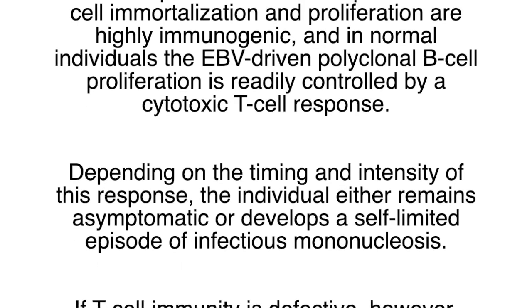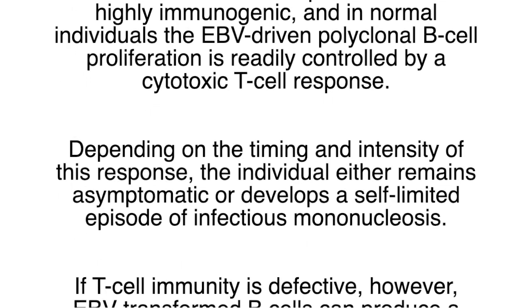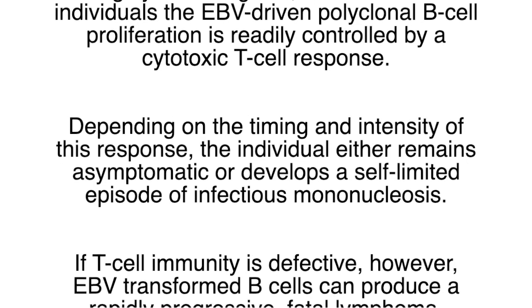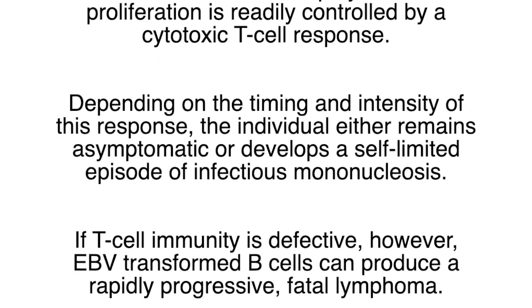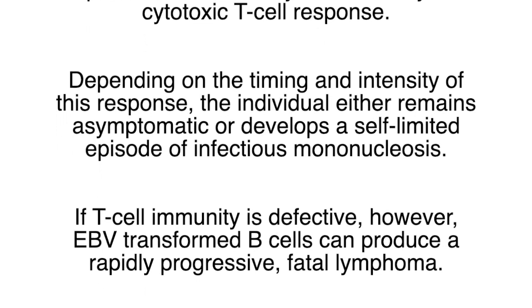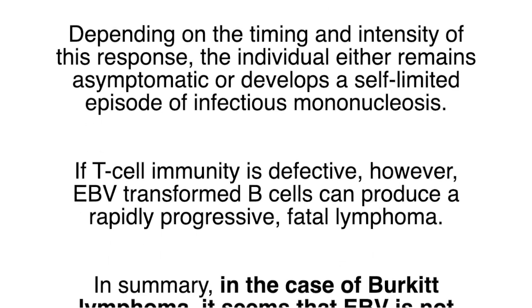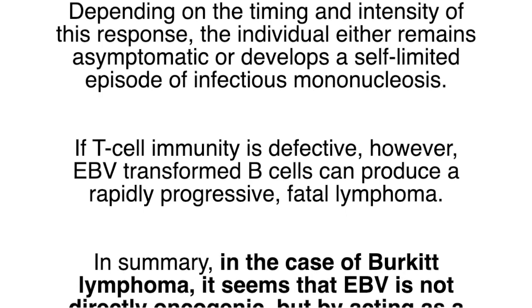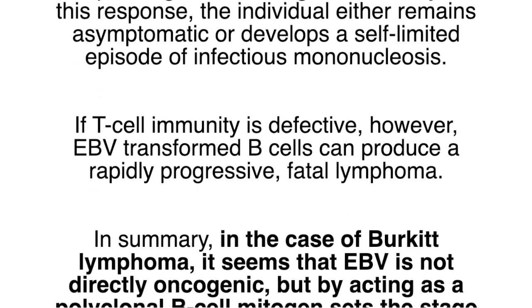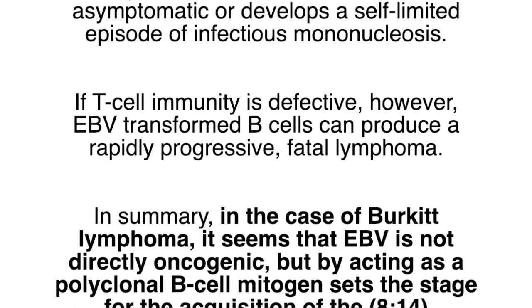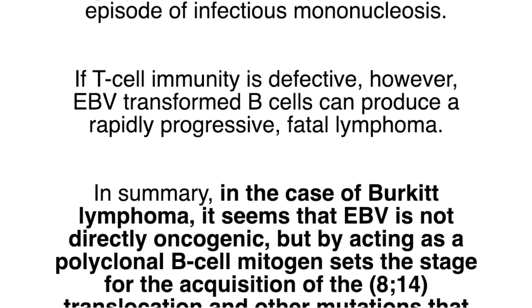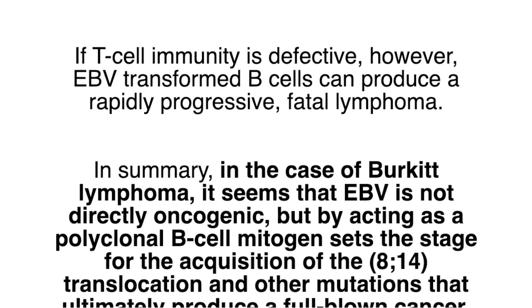Depending on the timing and intensity of this response, the individual either remains asymptomatic or develops a self-limited episode of infectious mononucleosis. If T cell immunity is defective, however, EBV transformed B cells can produce a rapidly progressive fatal lymphoma.